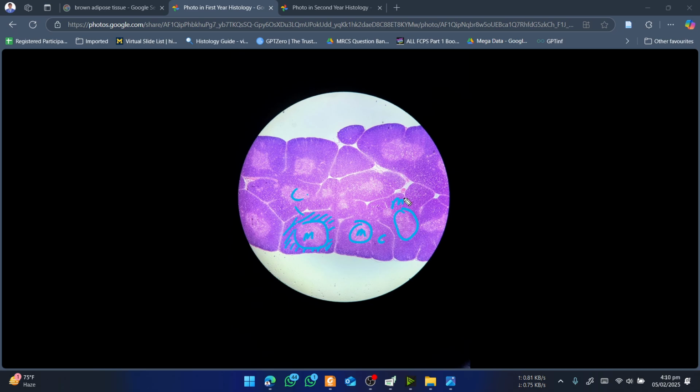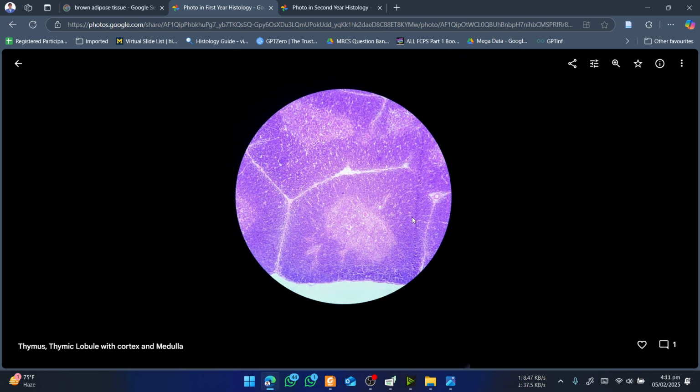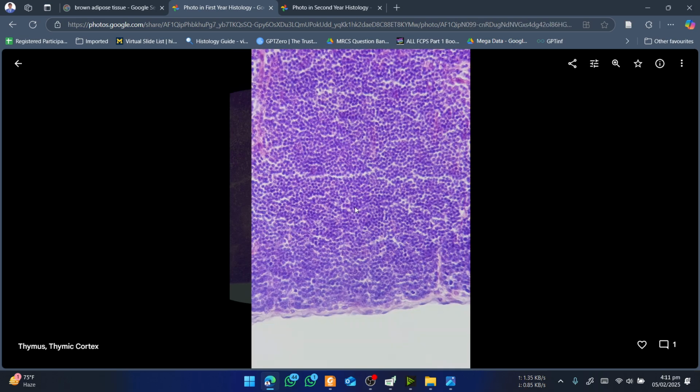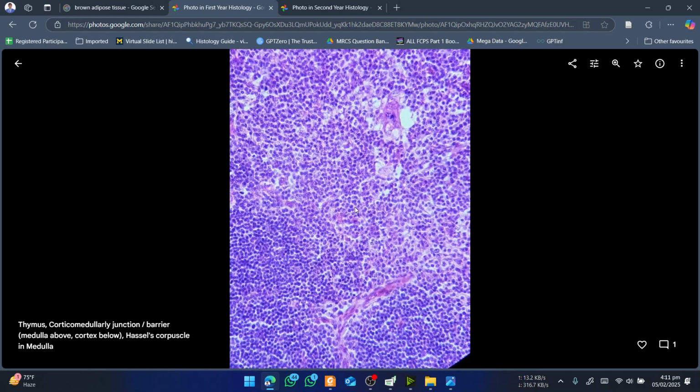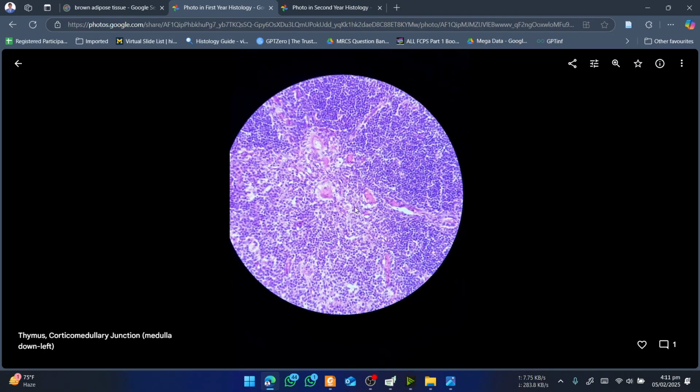Don't get it confused, sorry, this is cortex and this is medulla. So don't get it confused with any other. This is a very easy one that you can find out. Inside the medulla you will see these things in lower magnification, and I'll show you them in higher magnification too. So these are Hassall's corpuscles. This is cortex, this is cortex, this is cortex, and this is medulla. And in the medulla you will see these Hassall's corpuscles that help you identify them.